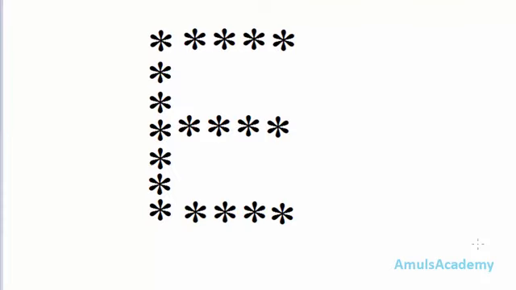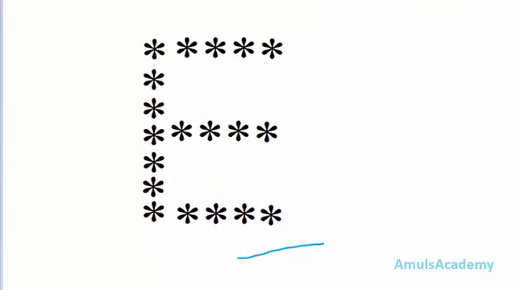Today in this tutorial we are discussing how to print stars in alphabetical E shape. In the previous tutorials we discussed how to print stars in A, B, C, D shape. The code is similar but we need to modify it a little and we'll get stars in alphabetical E shape. So let's begin with the code.